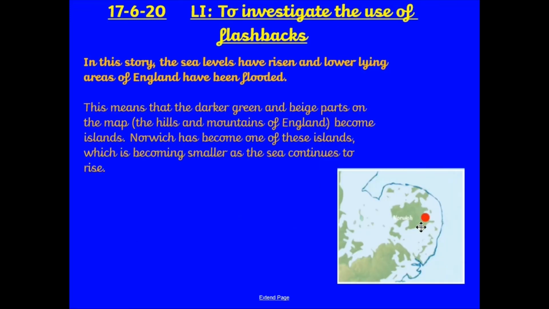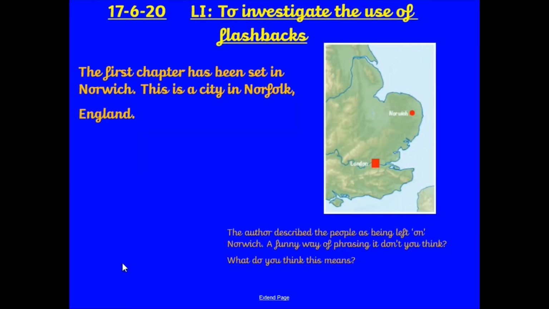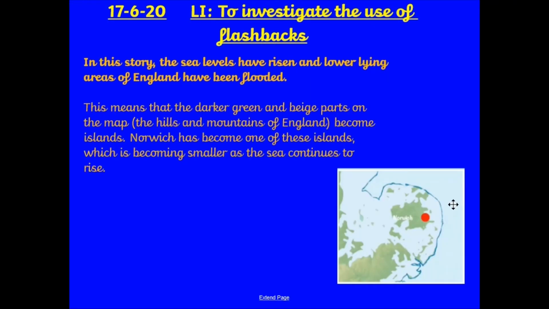Now, in this story, the sea levels have risen, and lower-lying areas of England have been flooded. So if you compare that picture there to that one there, you can see how this has been flooded. Obviously, it's a fictional world, which still looks like this in England. But in this fictional world, you can see these areas have been flooded, and it's the high areas that are still land. Now that means that the darker green, and the beige parts of the map, that's the hills and the mountains, have become their own islands. Norwich is now one of these islands, which is becoming smaller as the sea continues to rise up.